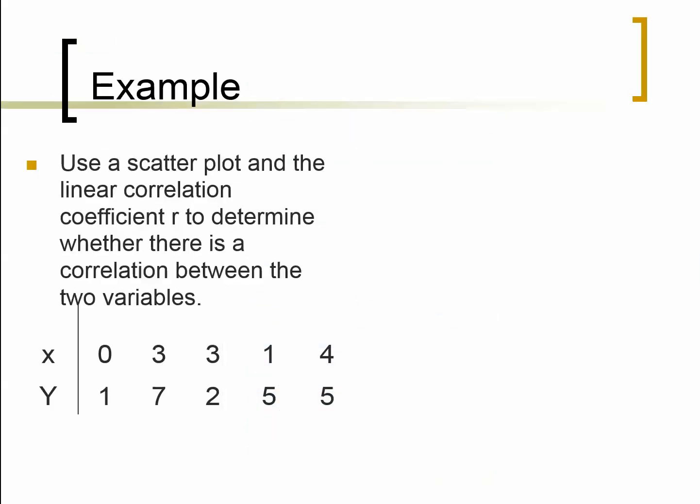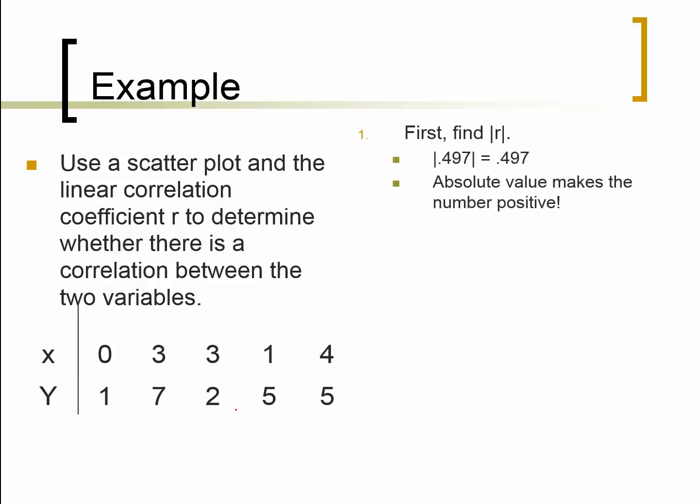Now let's use a scatter plot and a linear correlation coefficient R to determine if there is a correlation between the two variables. So I'm going to graph these ordered pairs. Also, I'm going to enter the data in my calculator, and I'm going to calculate the correlation coefficient so that I can interpret what I'm seeing. So first, let's find the absolute value of R. R is 0.497. Okay, so now let's go to Table A6.